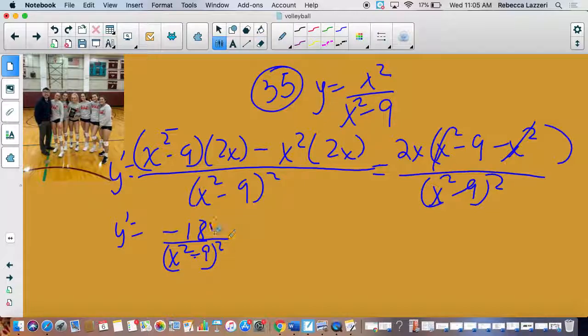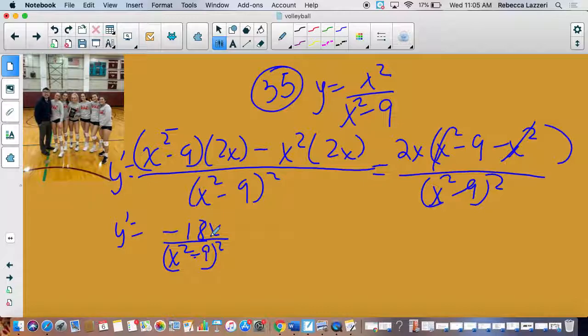Don't multiply the bottom out for like 1,000 different reasons, okay? Do not multiply the bottom out. You want to wait and see if something factors, because something that's already factored is your friend.